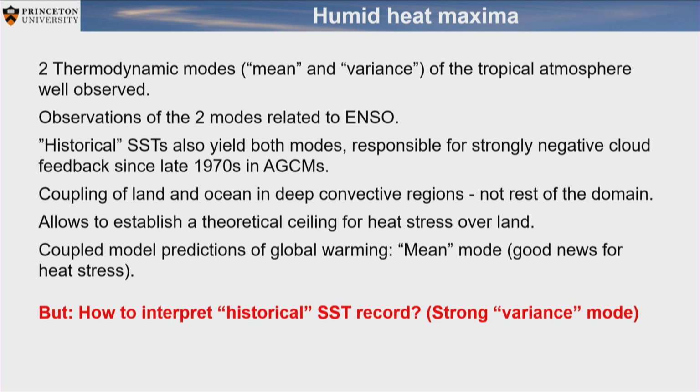What we then also said is that this allows us to make a statement about the coupling of land and ocean. And the nice thing is this always holds no matter which mode plays a role. But the question then is the scaling as we go forward, right? Which of the 2 modes should we be concerned with most? This allows us to establish a theoretical limit or ceiling for the heat stress over land. And coupled models go with the mean mode. And the question is, how important is the second mode for global warming? And with that, I thank you very much for your attention, and I'm looking forward to questions.